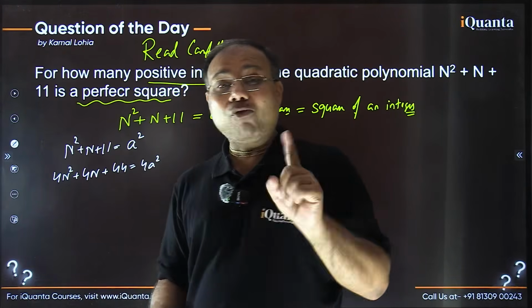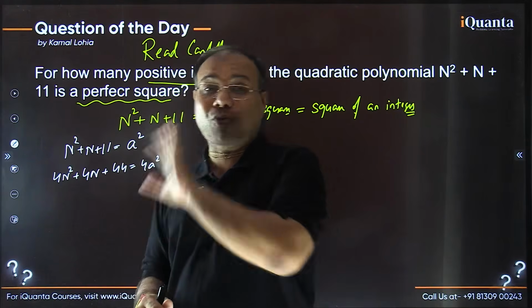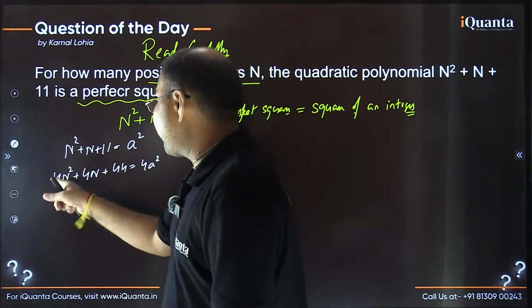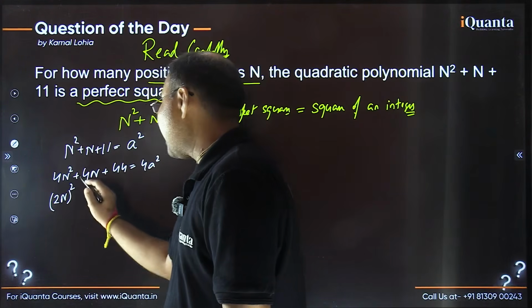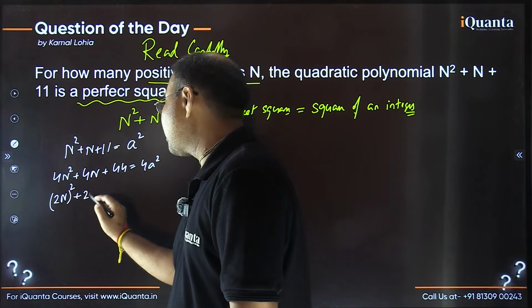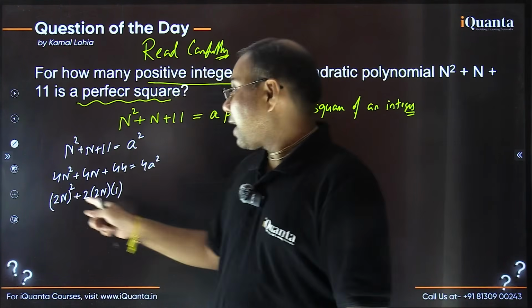I told you I want to make it a complete square, basically completing the perfect square. That is our way, right? So it becomes 2n whole square. This is 2n whole square, and this, if you see, it is 2 times 2n into 1, isn't it? See, are you able to relate?